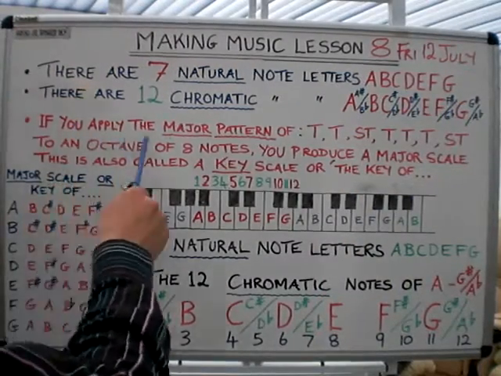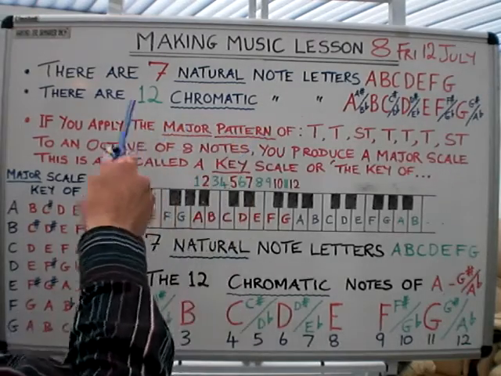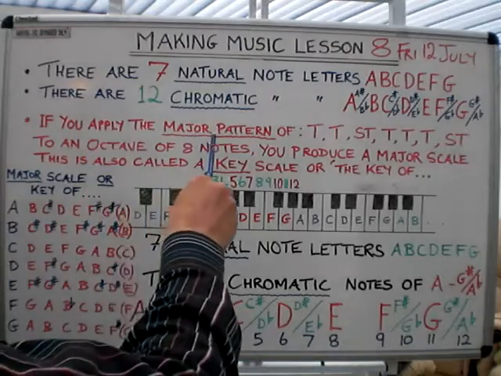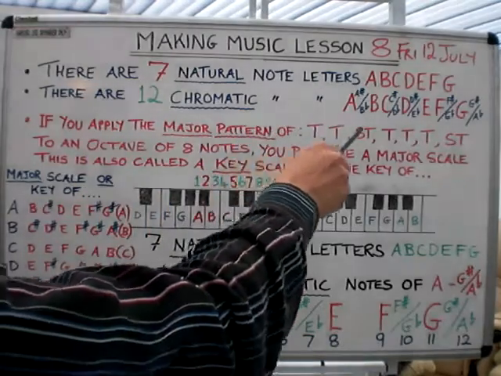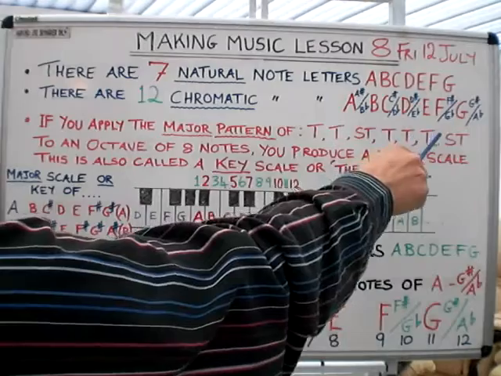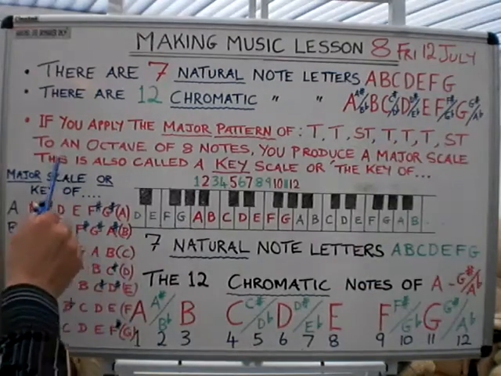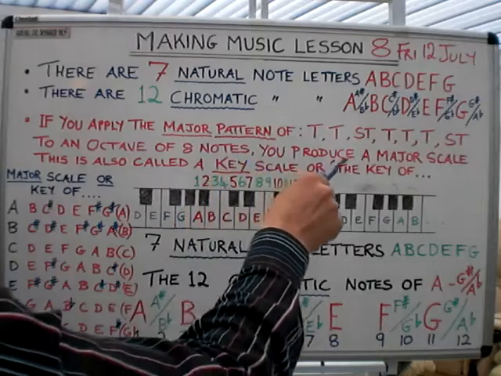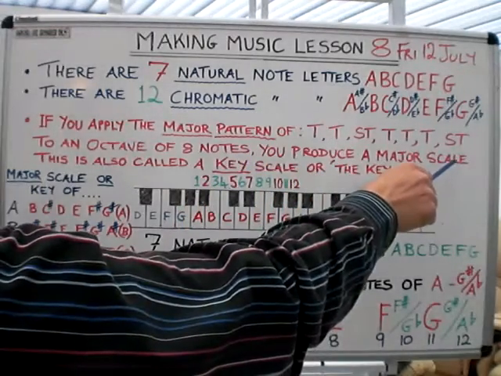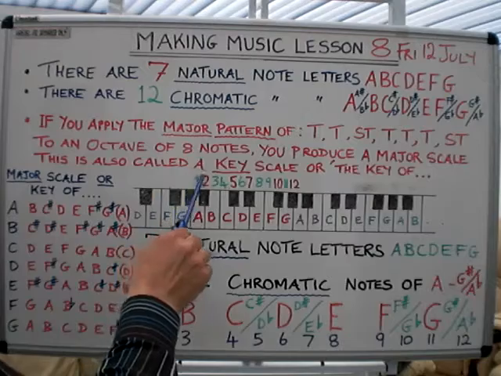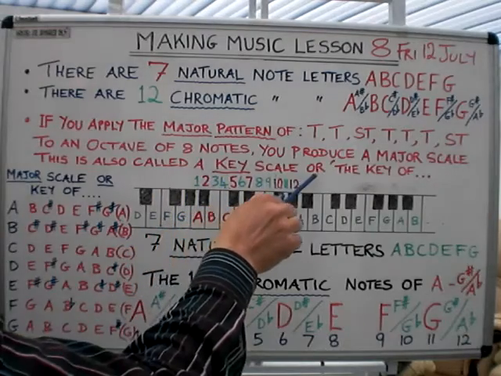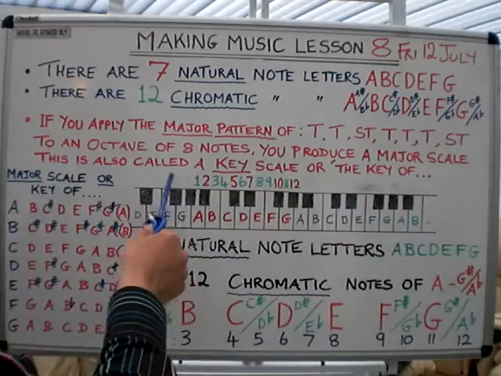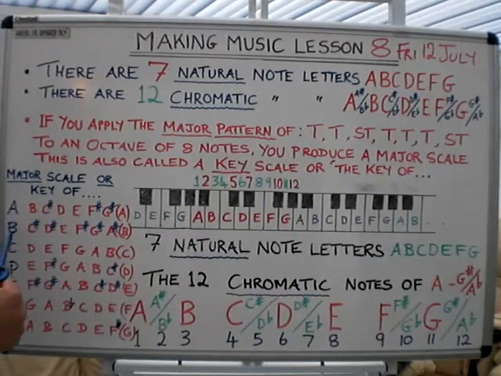When we were previously talking about the major scale, if you apply the major pattern of tone, semitone, tone, semitone to an octave of 8 notes, you'll produce a major scale. This is also called a key scale, or the key of. You often hear the key of. Let's look back over here then: A, B, C, D, E, F and G.